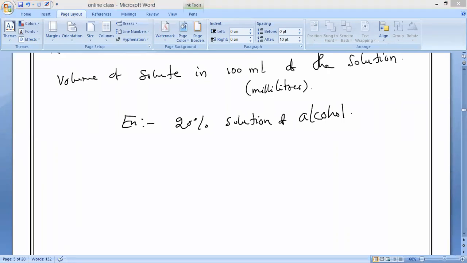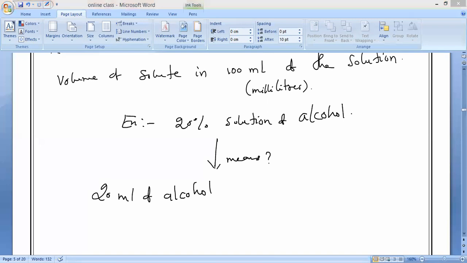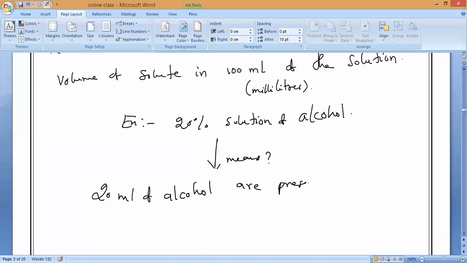So if we take... Sir, 50 gram of... You should say, what do you mean by that? It means 20 ml of alcohol. Alcohol is present in what? 100 ml of solution. Yes, alcohol is present in 100 milliliters of solution. Are you clear, everyone?